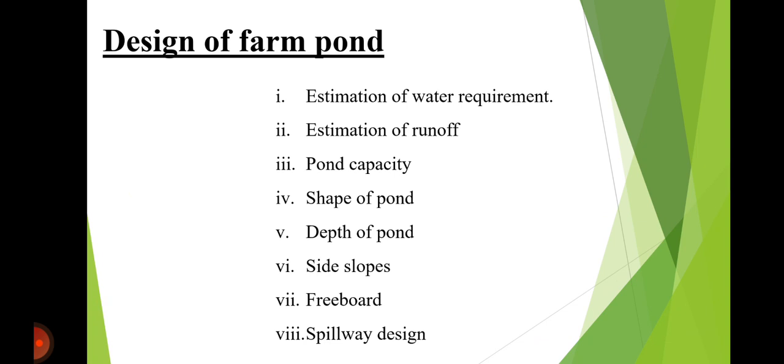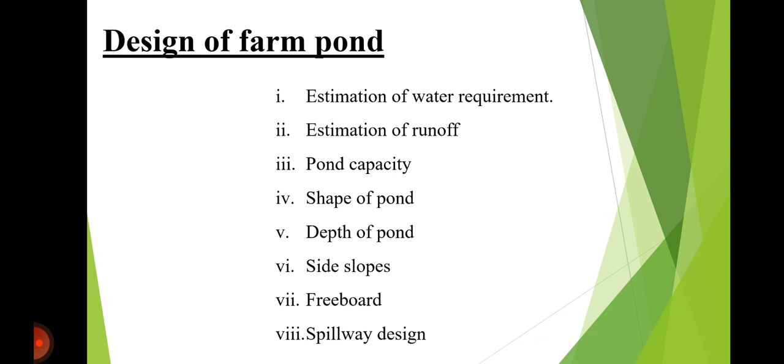Next is the determination of pond capacity. How are we able to determine the pond capacity? The required pond capacity is S = VW + L, where S is the storage capacity, calculated in meter cube, and L is the losses due to seepage and evaporation.